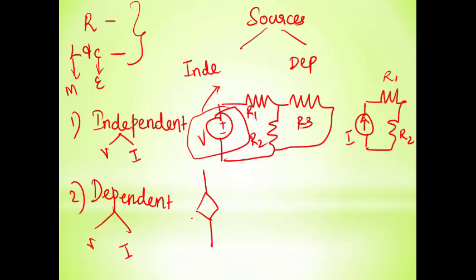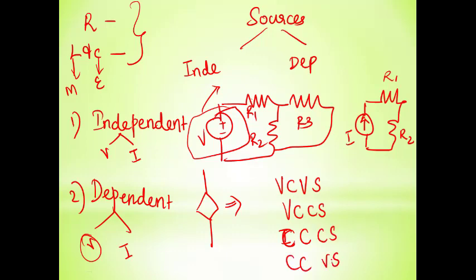Coming to your dependent sources, again it is classified into two, voltage source and current source. Both of them are classified into four classifications. One is voltage controlled voltage source. Another one is voltage controlled current source. And next is current controlled current source, and current controlled voltage source. So let us see in detail all the four things in the next slide.